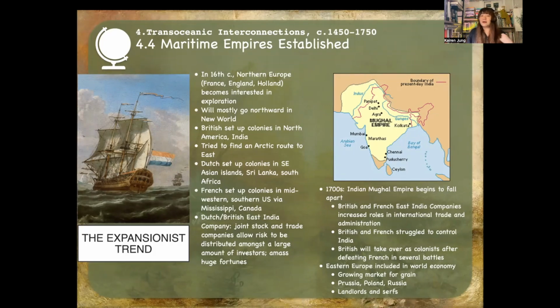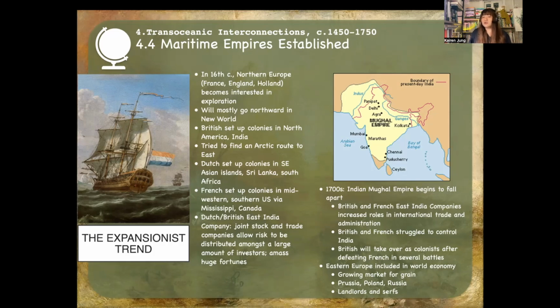The Dutch set up colonies in the Southeast Asian islands, Sri Lanka, and South Africa. The French set up colonies in the Midwestern and Southern U.S. via Mississippi and Canada. The Dutch and British East India companies were joint stock and trade companies that allowed risk to be distributed amongst a large amount of investors, and they amassed enormous fortunes.